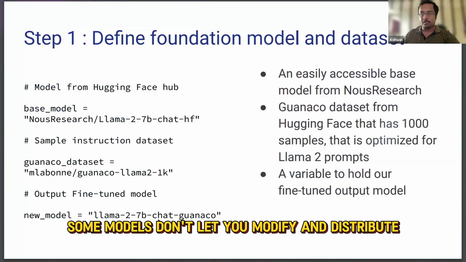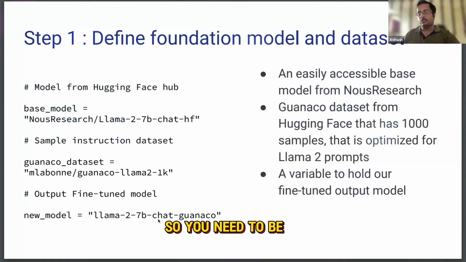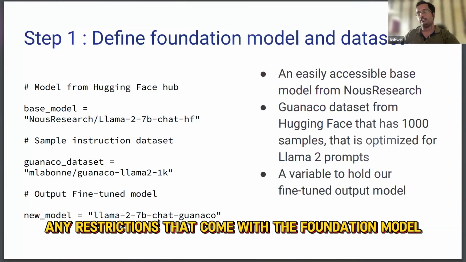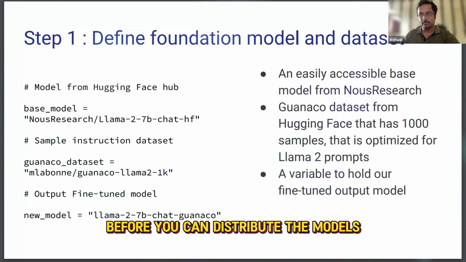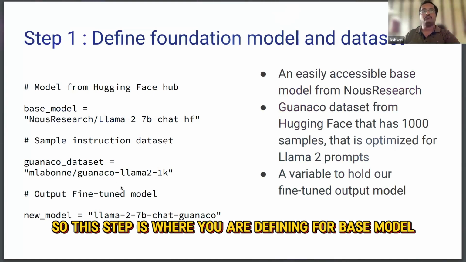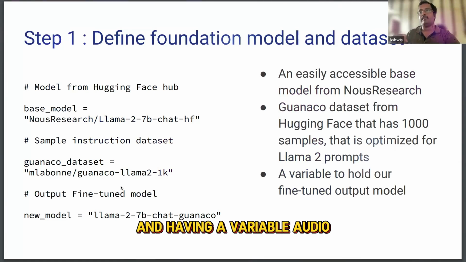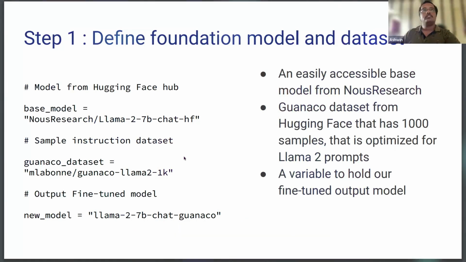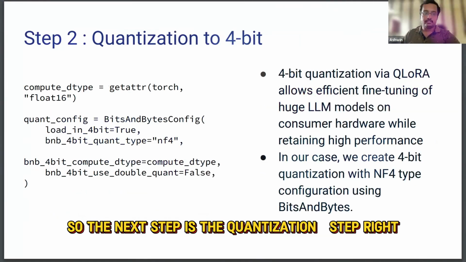So for example, some models don't let you modify and distribute, so you need to be mindful of any restrictions that come with the foundation model before you can distribute the models. So this step is where you are defining the base model, defining the dataset, and having a variable to hold your fine-tuned model. So the next step is the quantization step, right?